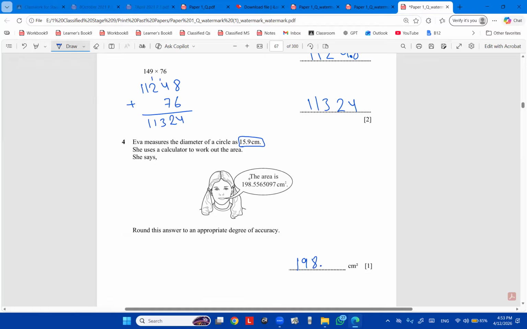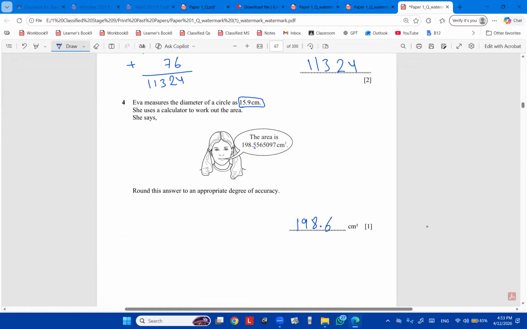The first decimal place is 5, but after it is a strong digit, so it's going to be 6. Everything after it gets removed because they are decimal places. So 198.6 centimeters squared.